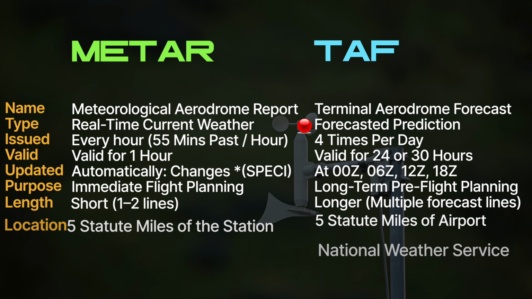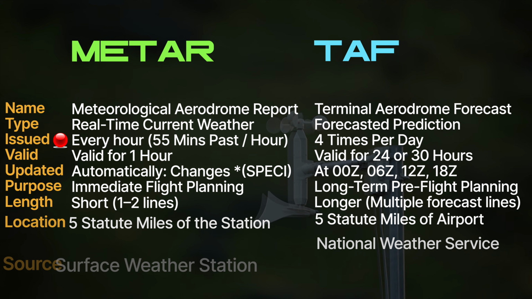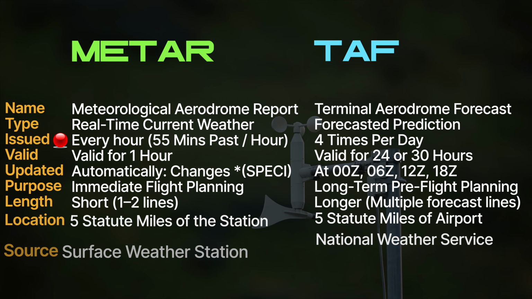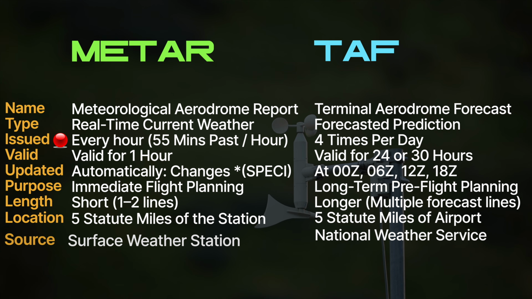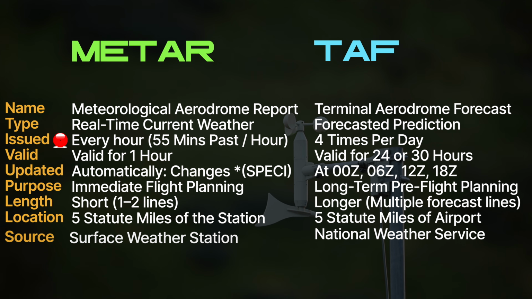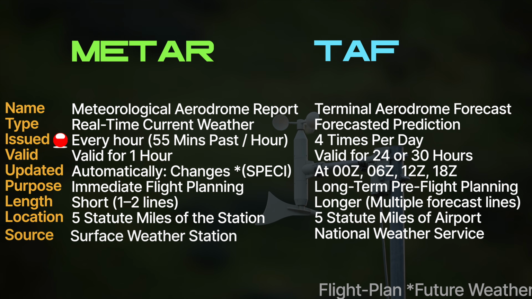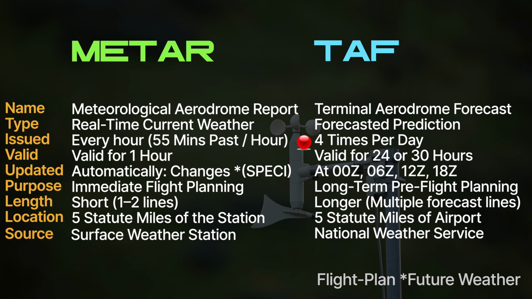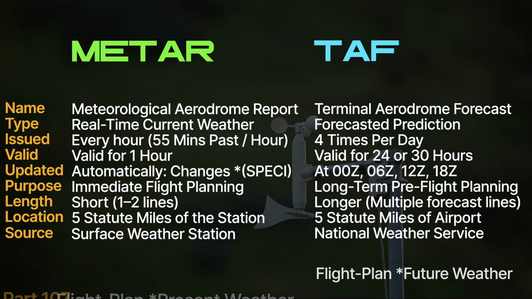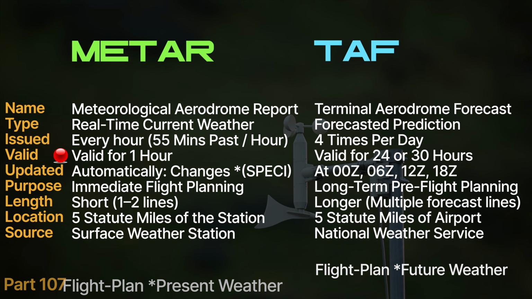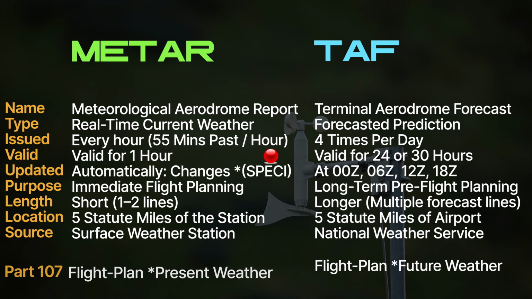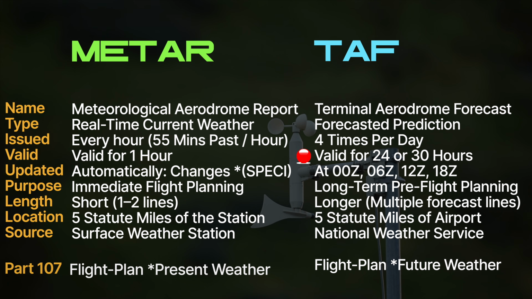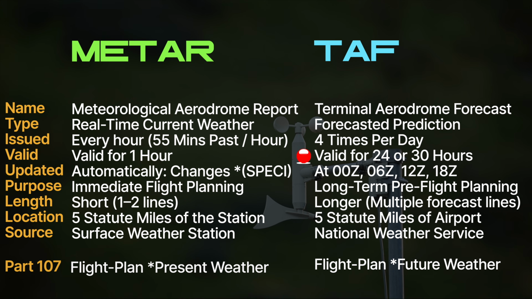Now, in regard to when these reports are issued, a METAR report is issued every hour, or every 55 minutes past the hour. That's when a new snapshot will occur. And a TAF is issued 4 times per day. I'll tell you exactly when those occurrences are in just a moment. Now, in regard to how long these reports remain valid, well, the METAR report will remain valid for 1 hour, but the TAF report will remain valid for 24 to 30 hours.